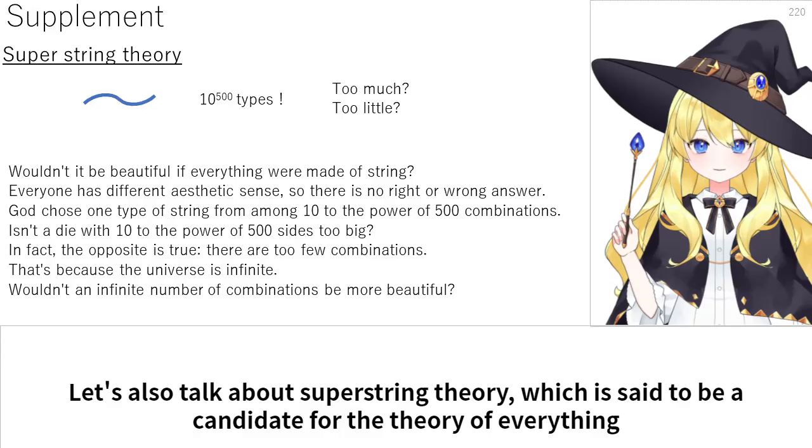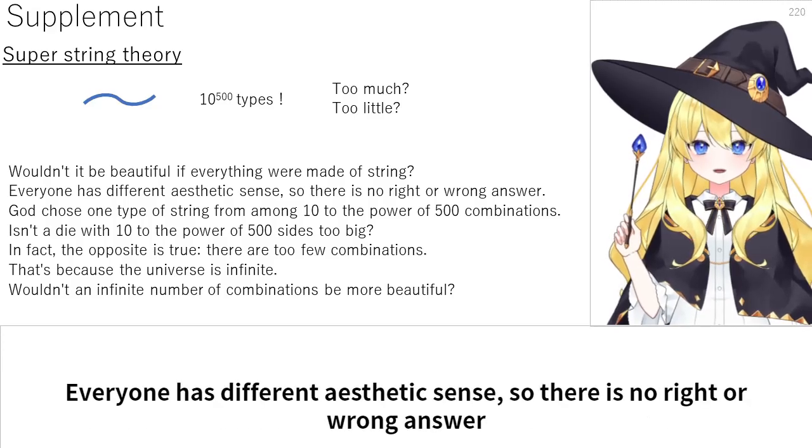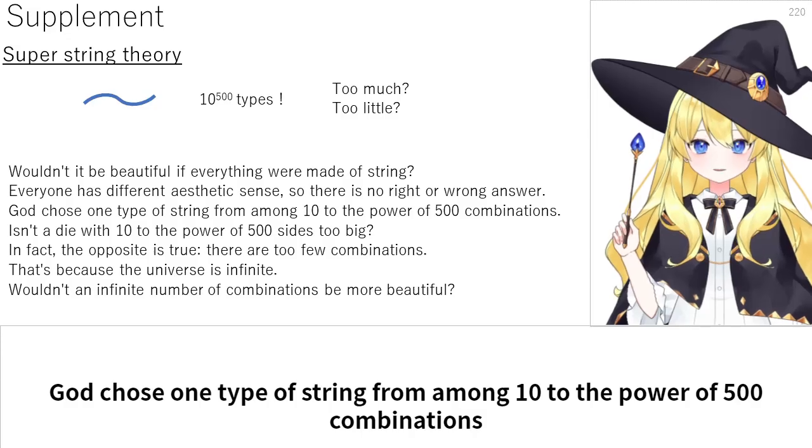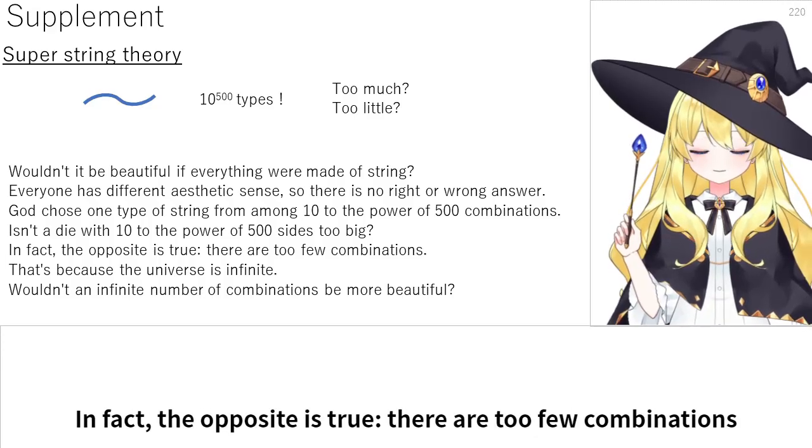Let's also talk about superstring theory, which is said to be a candidate for the theory of everything. Wouldn't it be beautiful if everything were made of string? Everyone has different aesthetic sense, so there is no right or wrong answer. God chose one type of string from among 10 to the power of 500 combinations. Isn't a die with 10 to the power of 500 sides too big? In fact, the opposite is true, there are too few combinations.